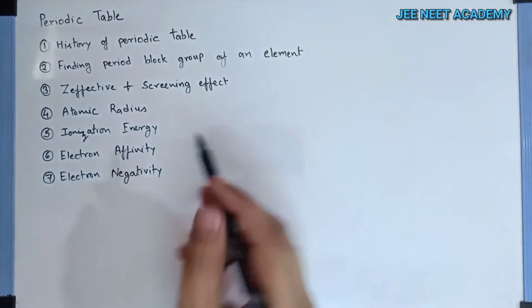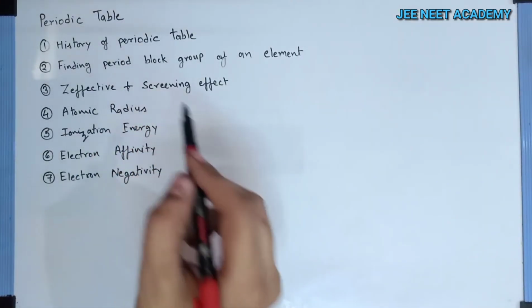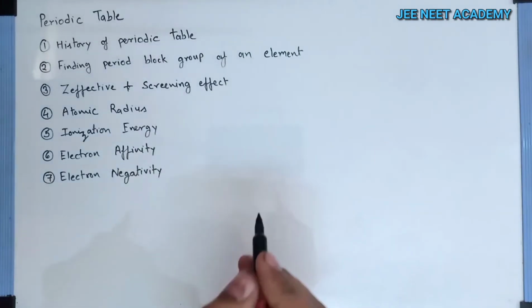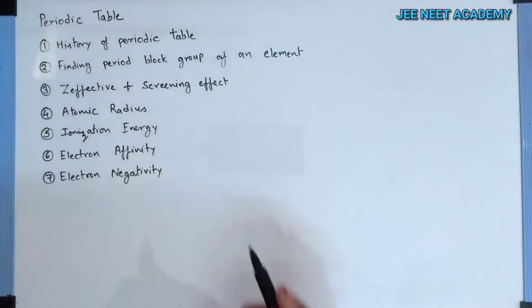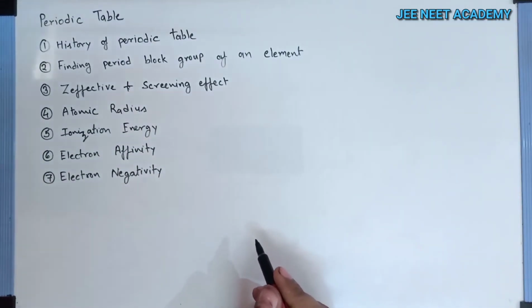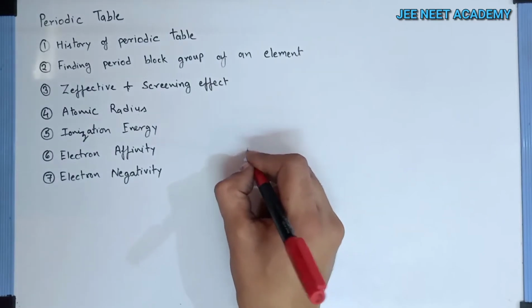And in history of periodic table, there is not much to study. 5 topics are there in history of periodic table: Lavoisier classification, Dobereiner's triad, Newland's law of octave, fourth one Lothar Meyer's curve, and fifth one Mendeleev's periodic table. Okay, history of periodic table.